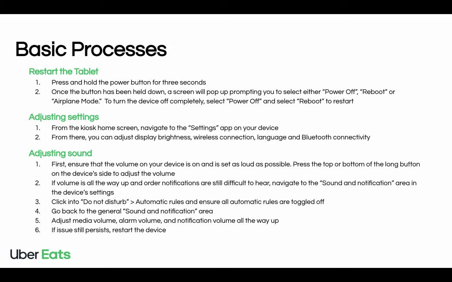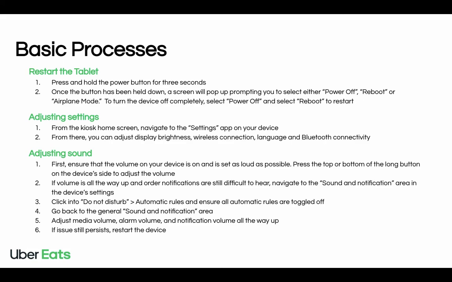If you need to adjust settings, you can do this from the kiosk home screen by clicking on the Settings app. There you can adjust screen brightness, connect the tablet to Wi-Fi, adjust the language preferences, and enable Bluetooth connectivity.